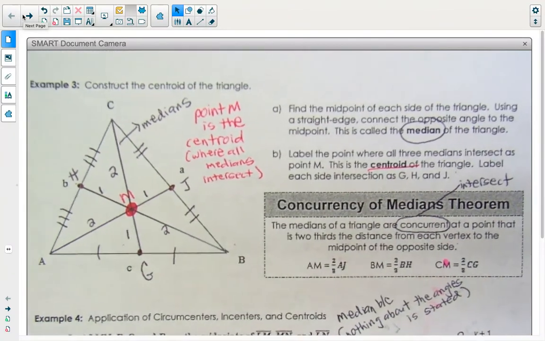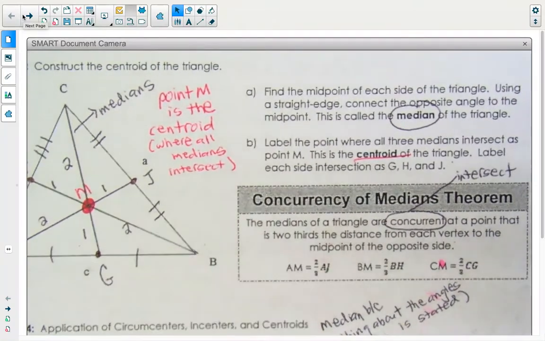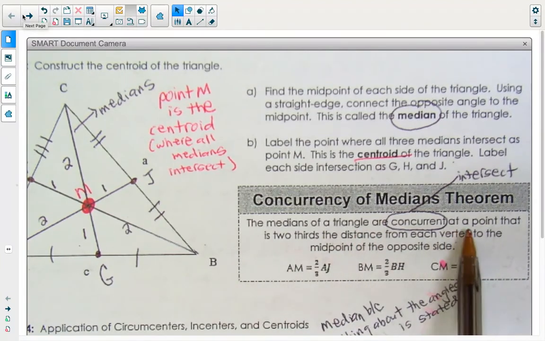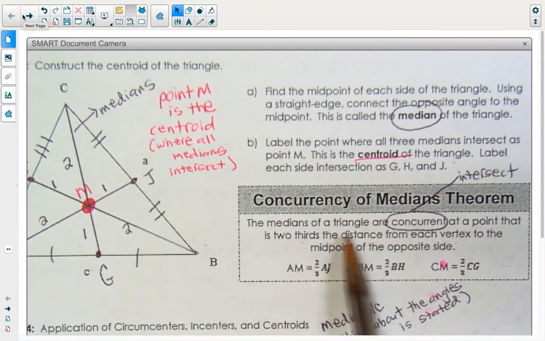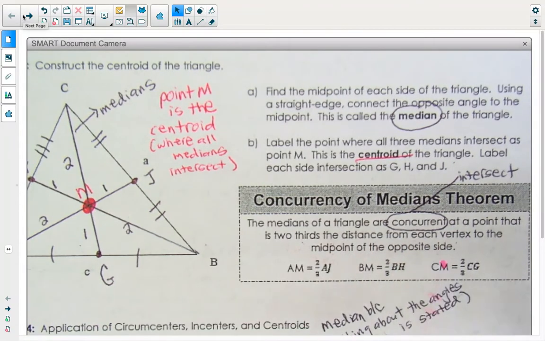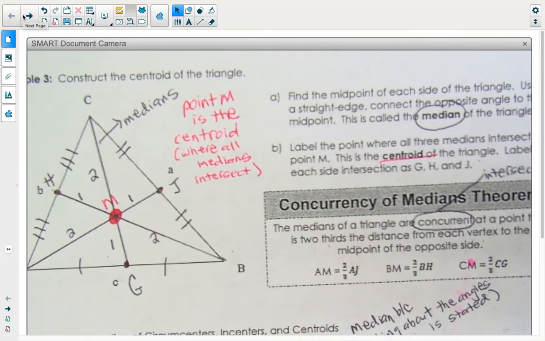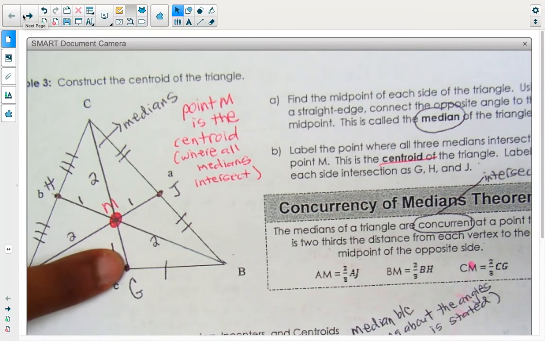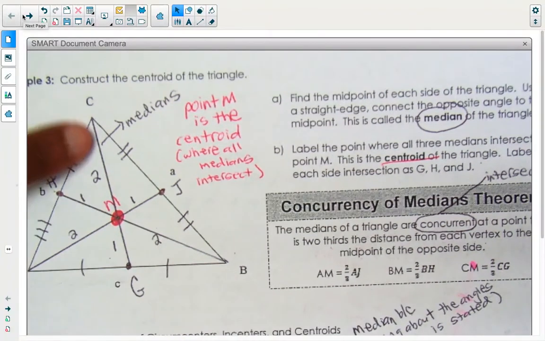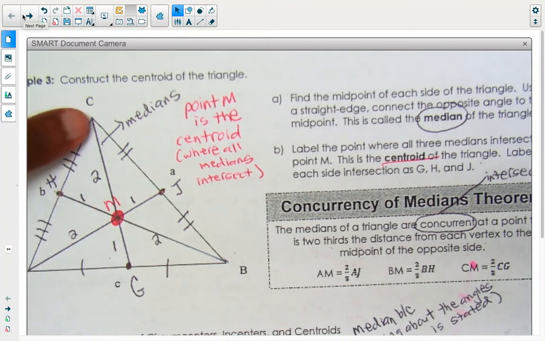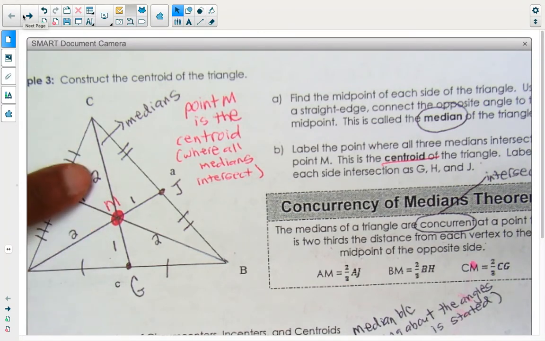So what we should get from this is this median theorem right here. The medians of a triangle are concurrent. That just means they intersect. The medians of a triangle intersect at a point that is 2/3 the distance from each vertex to the midpoint of the opposite side. So what that means is if I take this median right here, say I'm looking at CG, it's 2/3 the distance across. So this part is a little longer. So that's the 2 part.